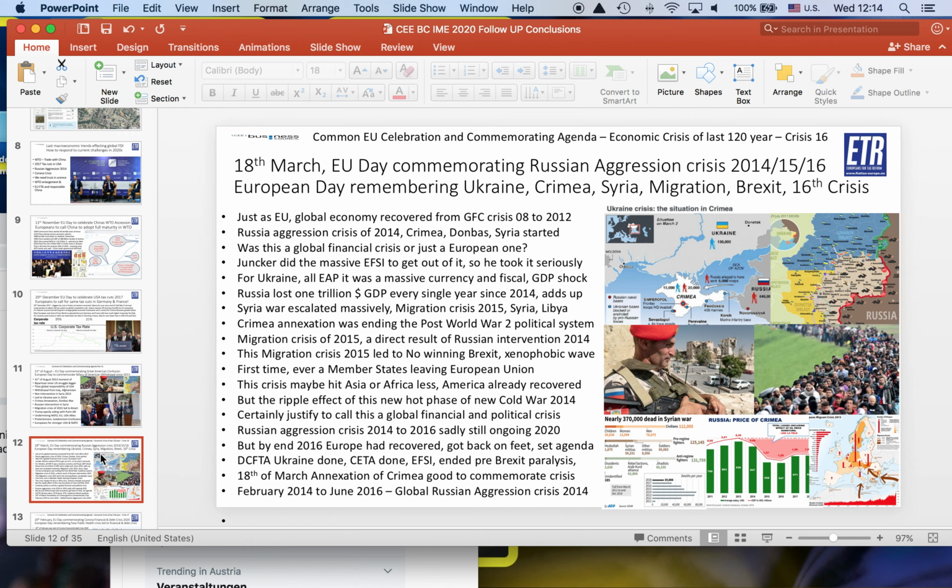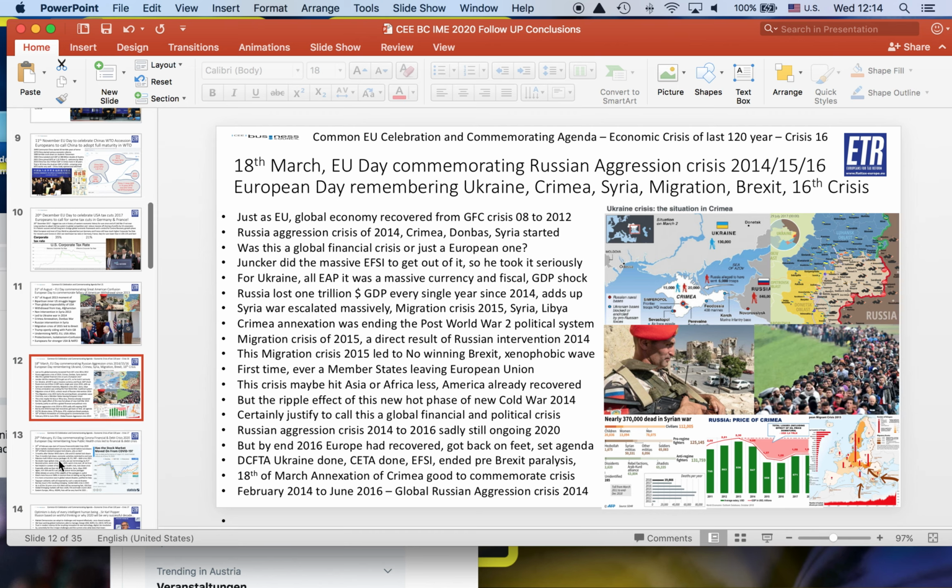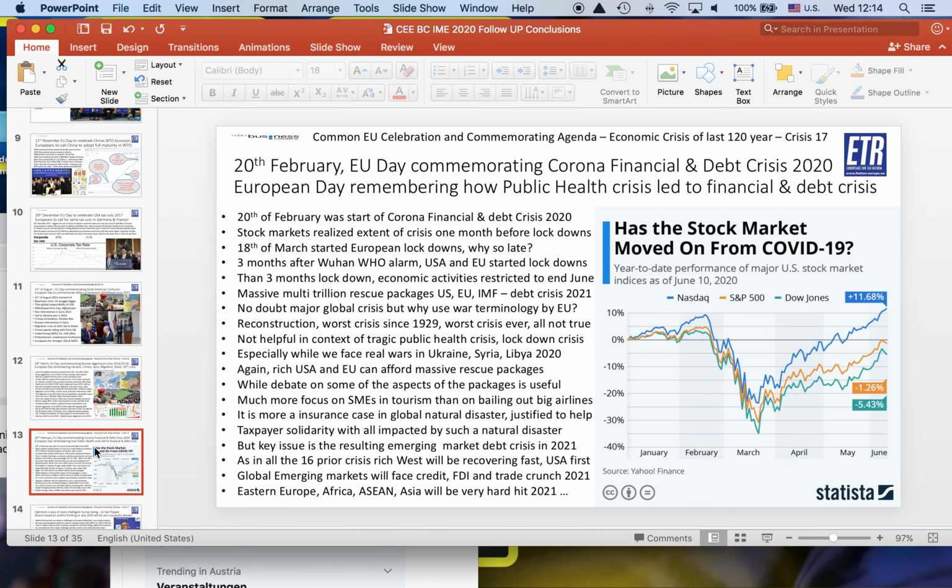We have this permanent area, this arc. Mr. Borrell, our foreign policy chief, has said, and this is basically an arc from Libya via Syria to Belarus, and this is exactly a good combination, and that's of course shaking also the global economy at a very fragile time. And then we have obviously this corona financial debt crisis. I'm less talking about the public health situation here, but more about the economic and fiscal situation.